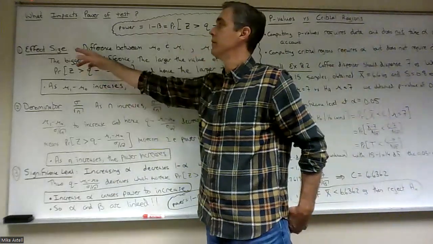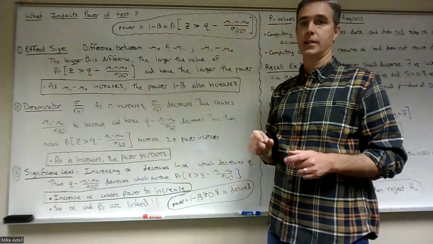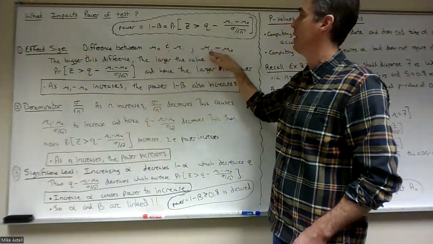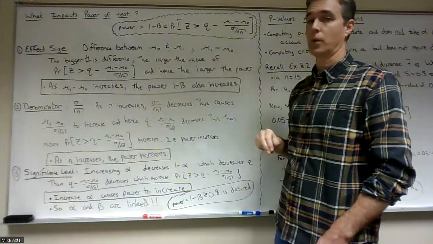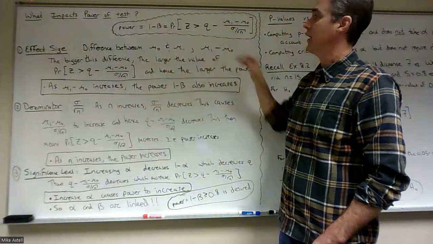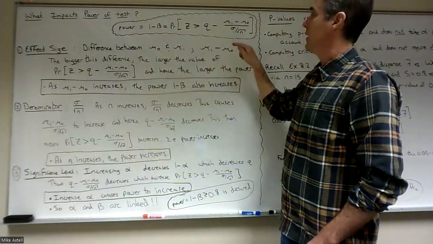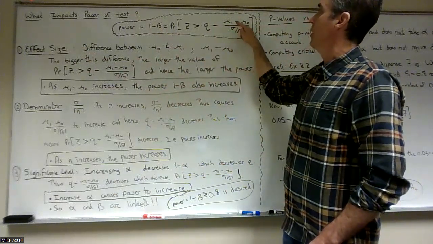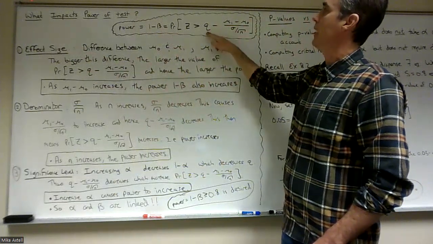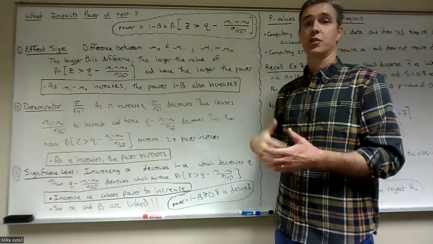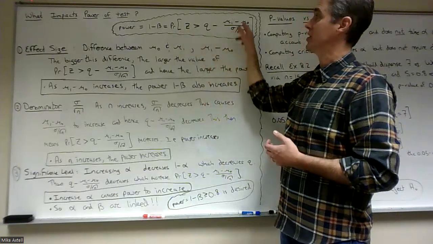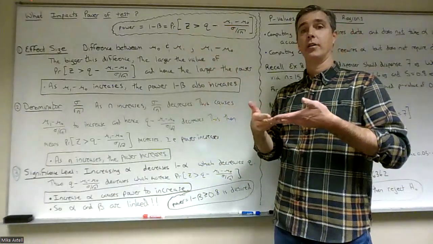So what impacts the power based upon this relationship? Well, the first thing is the effect size. The effect size is, by definition, the difference between mu0 and mu1. In other words, mu1 minus mu0, okay? If this difference is large, we have a big difference. That means mu1 minus mu0 is a large number, so this is a large fraction, and q minus a large fraction is a much smaller number. And the probability that z is greater than a smaller number is much higher.